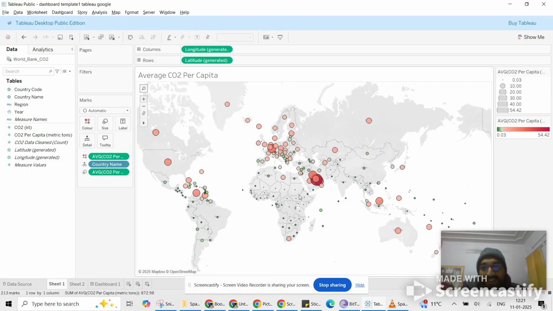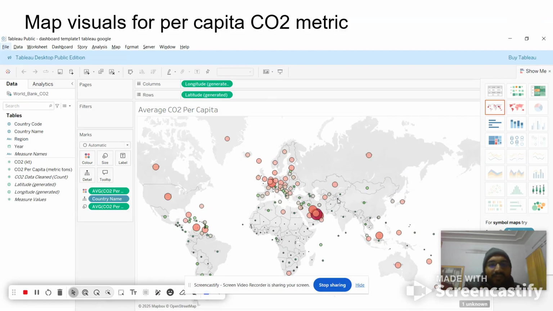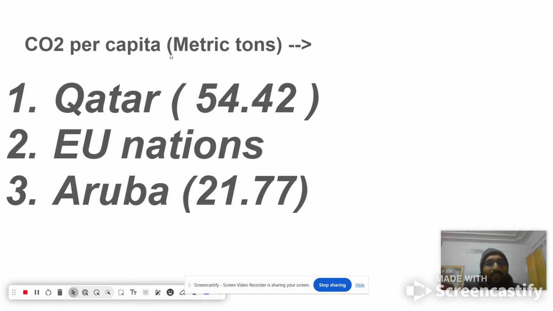So India, you can see, is at 0.75 carbon dioxide emissions per capita, and then China is 2.26 carbon dioxide per capita metric tons. So if I look at per capita carbon dioxide emissions, Qatar is the highest, then come the European nations where Luxembourg was one of the highest, and then in the Americas there is Aruba, which is 21.77 per capita carbon dioxide metric ton emissions.